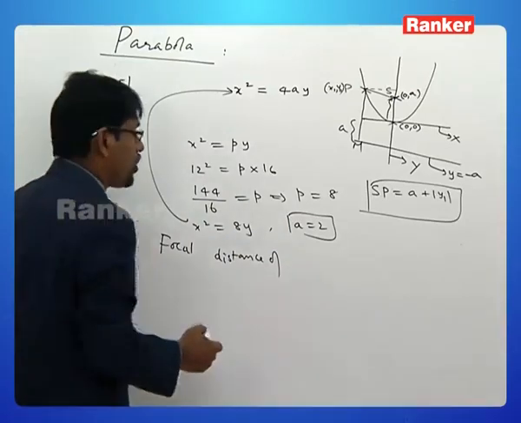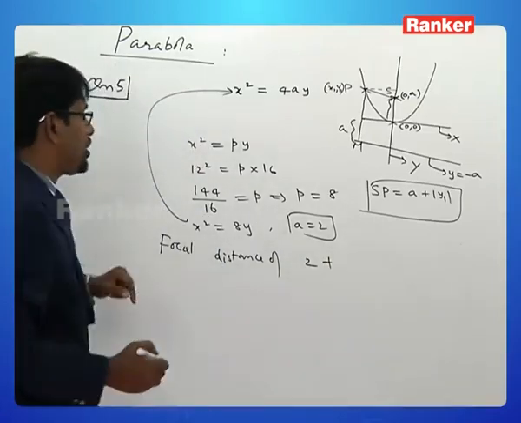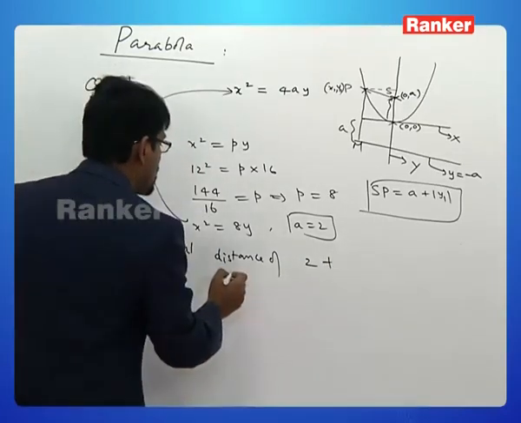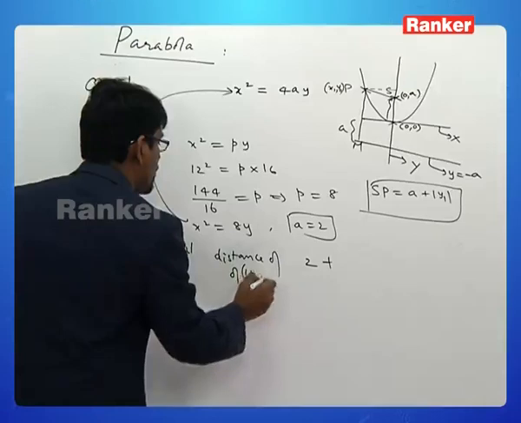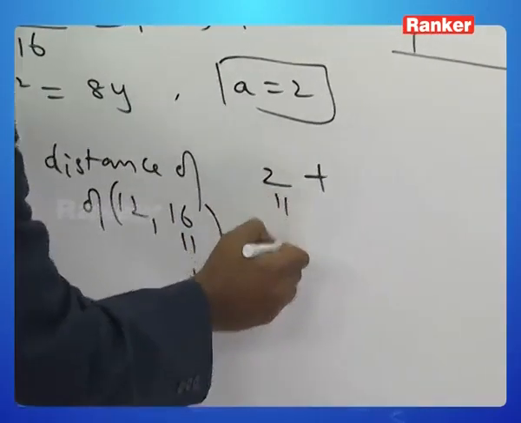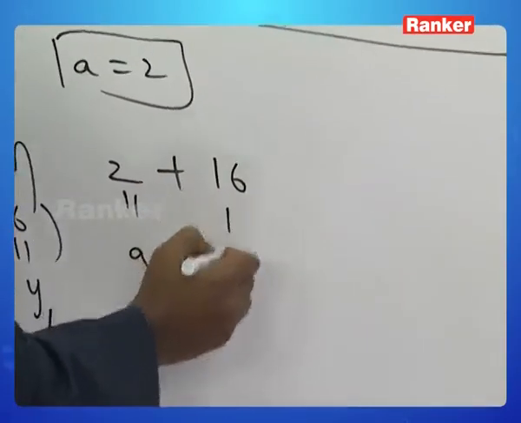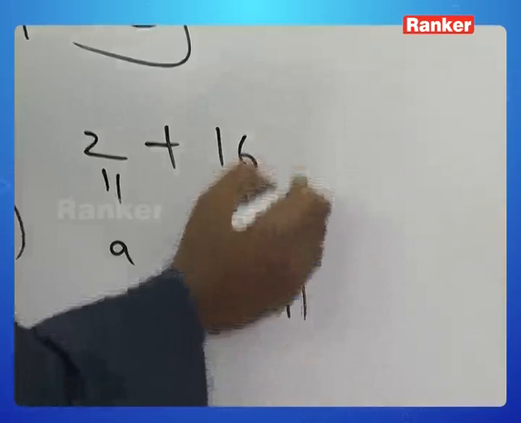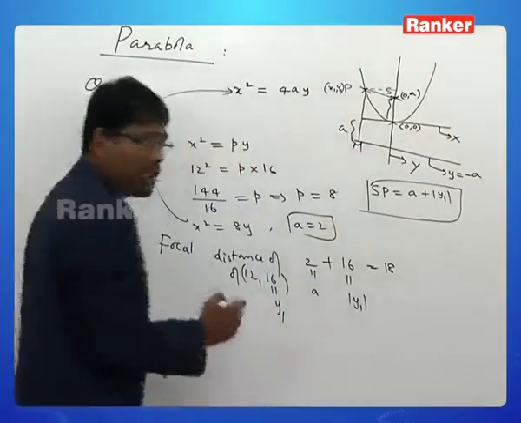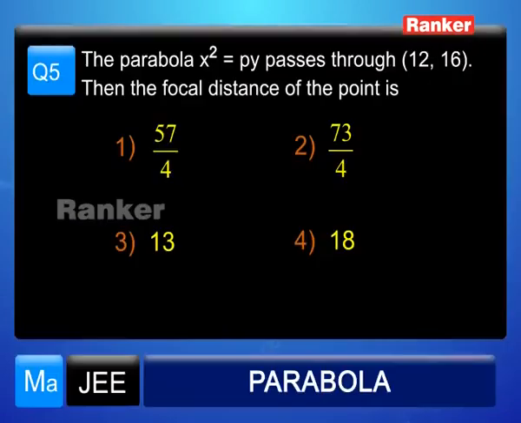So the modulus of the y coordinate. What is a for us? 2 plus the modulus of the y coordinate. What is the y coordinate of the point (12, 16)? This is your y1. So a is this, and 16 is mod y1. A plus mod y1 is 18. Therefore that is clearly appearing in option 4. Option 4 is the right answer.